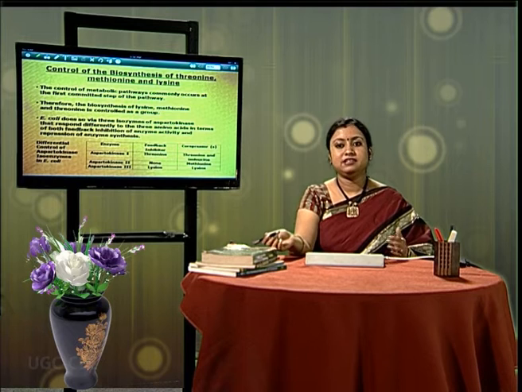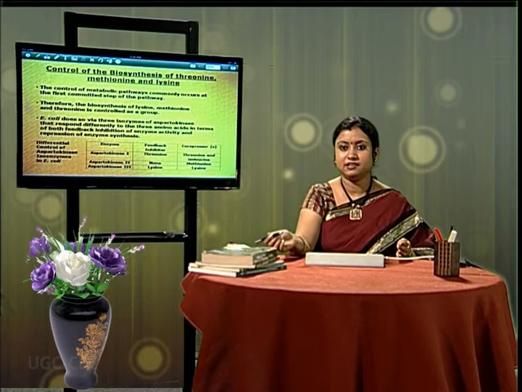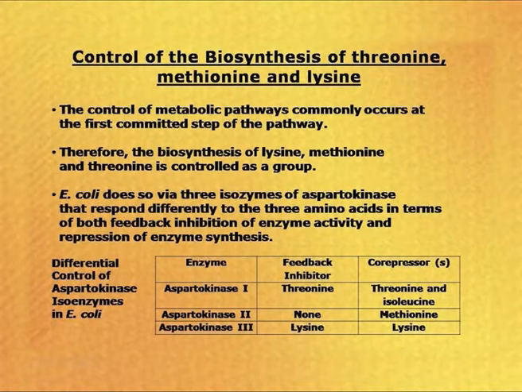Most of the metabolic reactions are controlled in the first committed step, and in this case also the group of amino acids, threonine, methionine and lysine, are controlled in the first step, and the enzyme catalyzing the first step is aspartokinase. There are 3 isozymic forms of aspartokinase: aspartokinase 1, aspartokinase 2 and aspartokinase 3. In the following chart, we can see how these 3 isozymes of aspartokinase are controlled by these amino acids.